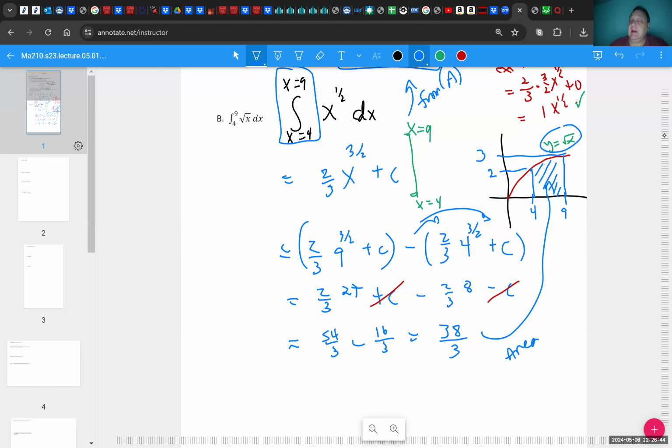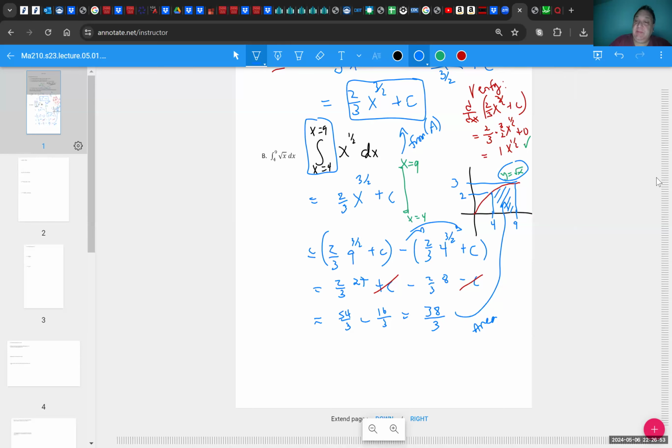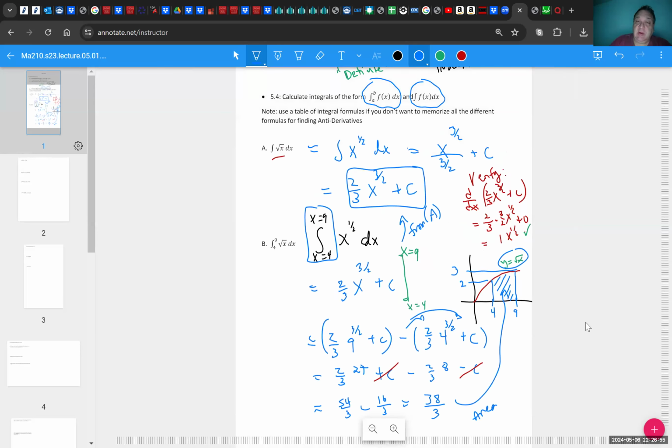All right, so that is the definite integral as opposed to the indefinite integral. So that's just our warm-up problems. We'll start getting a little more complicated.